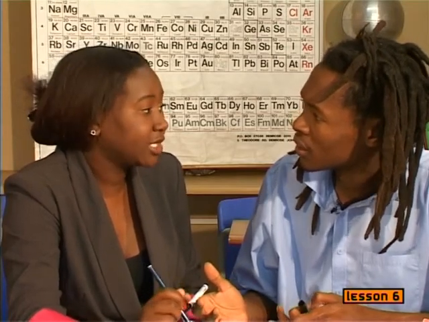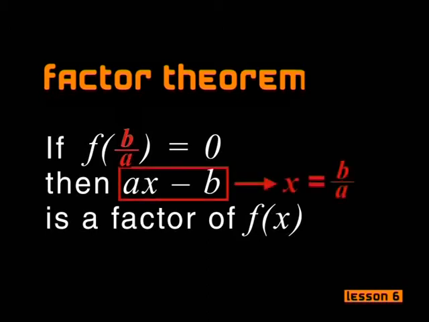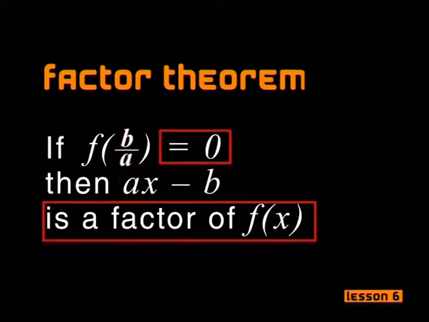We start by looking at what we call the factor theorem. The factor theorem says that if f of b divided by a is equal to 0, then ax minus b is a factor of f of x. Simply put, if we substitute the x value of the divisor into the function and the remainder is 0, then the divisor must be a factor of the function.